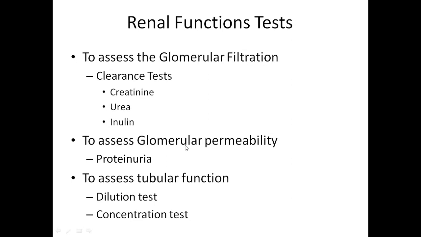For measuring the integrity of the glomerular structure, the most common test is assessing the protein in the urine. Normally protein is absent in the urine. If it is present, it is the first indicator of kidney damage, meaning the glomerular structure is damaged. And for assessing the tubular function, mainly two tests, the dilution test and concentration test, are used to measure the specific gravity of the urine. We can learn each and everything in detail.